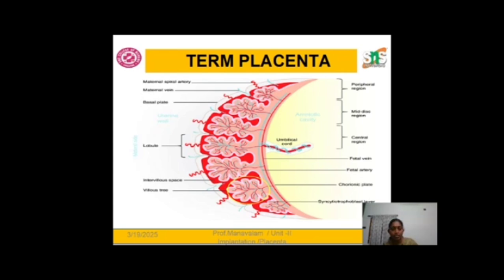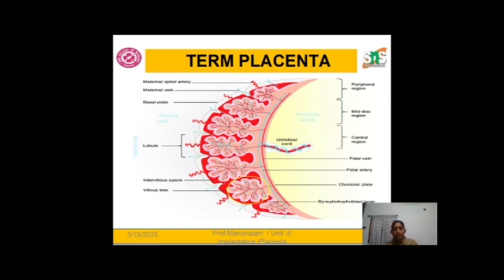It is the fetal part of the placenta. The remaining part of the chorionic plate, where there are no chorionic villi, is called the chorion laeve. From the maternal side, the decidua basalis forms the maternal surface of the placenta. It contributes the maternal part of the placenta.